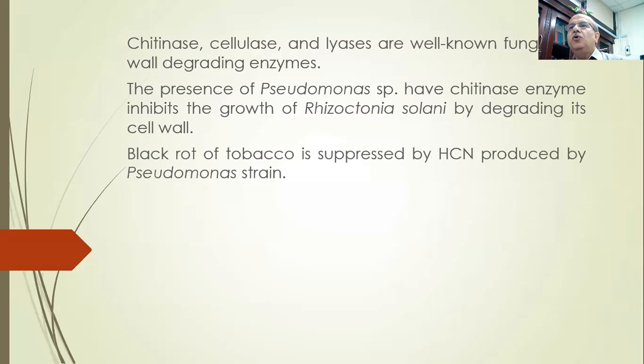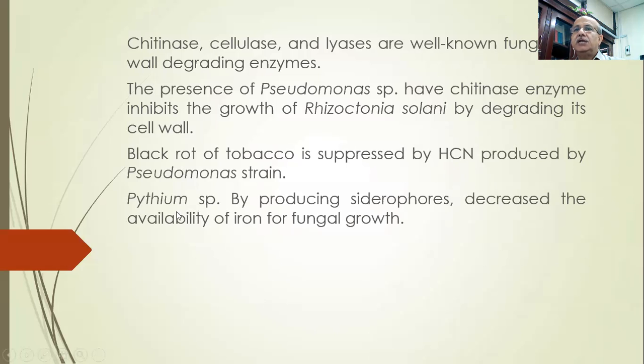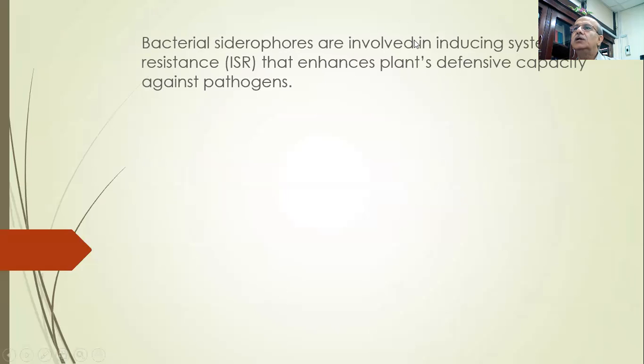Black rot of tobacco, which is also a disease, can be suppressed by such Pseudomonas species which produce hydrogen cyanide. Pythium species can produce siderophores, which can decrease the availability of iron for fungal growth. The bacterial siderophores are involved in inducing systemic resistance, enhancing the plant's defensive capacity against pathogens. This I have already explained.